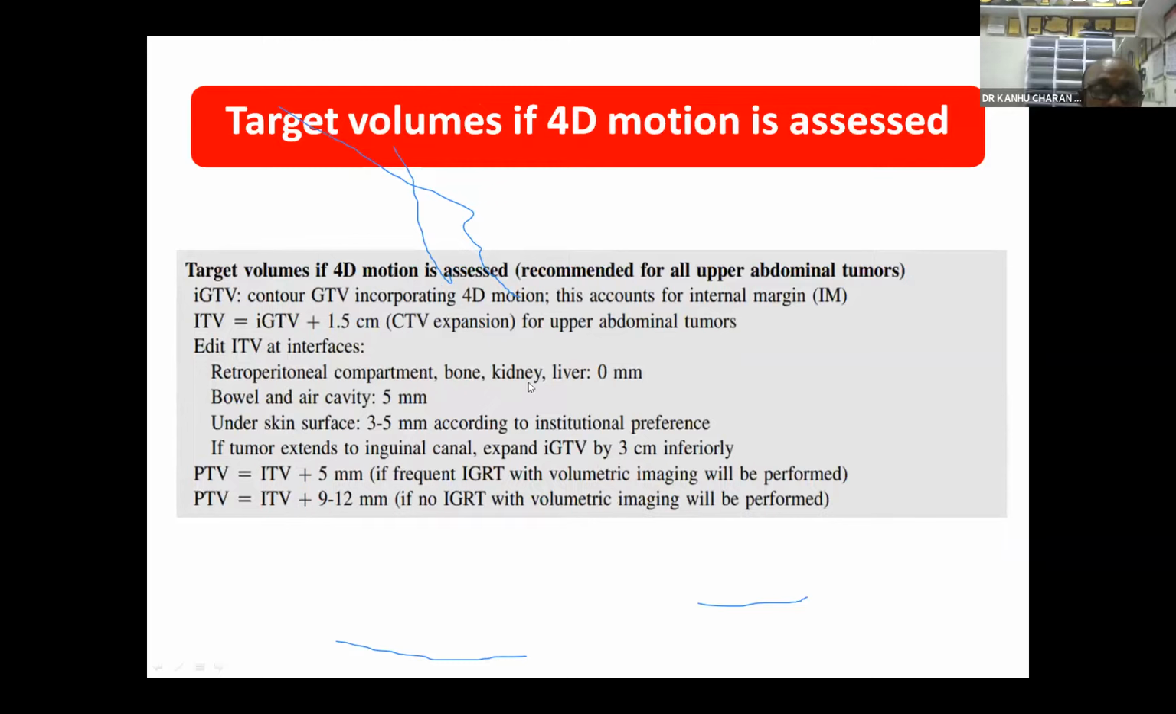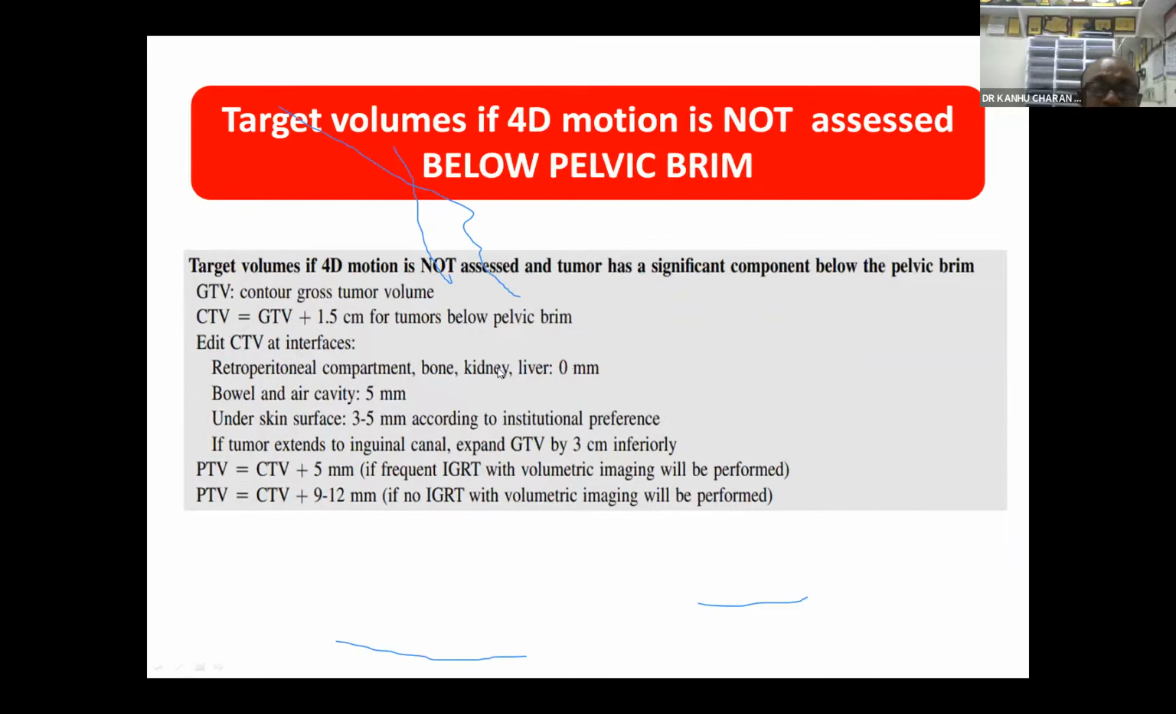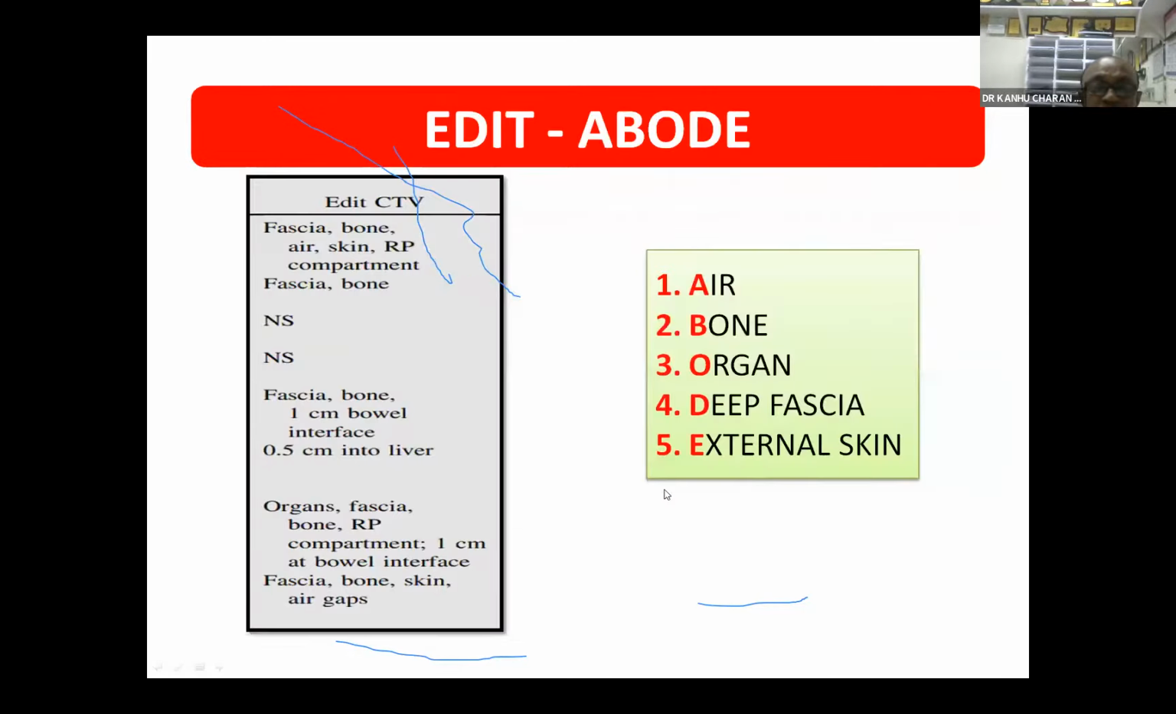If your motion is taken into account, you can decrease the CTV expansion to 1.5 centimeter, and the same PTV things we can follow. If the tumor is below the pelvic brim, we can decrease the CTV margin to 1.5 centimeter, but the PTV margin will be the same: 0.5 centimeter for IGRT, and 1 to 1.5 centimeter with no IGRT.